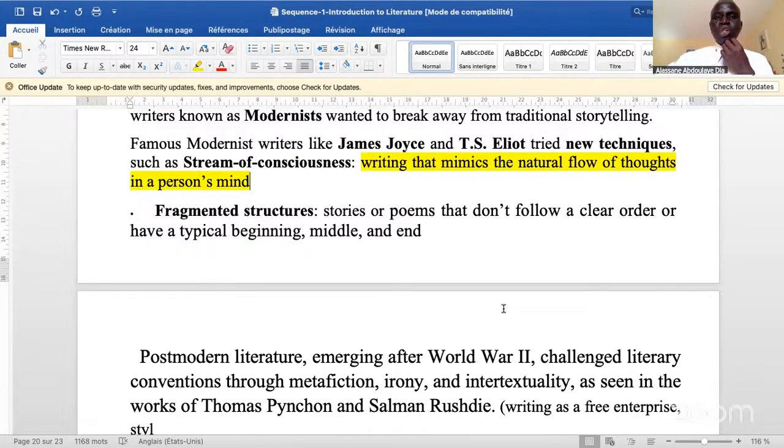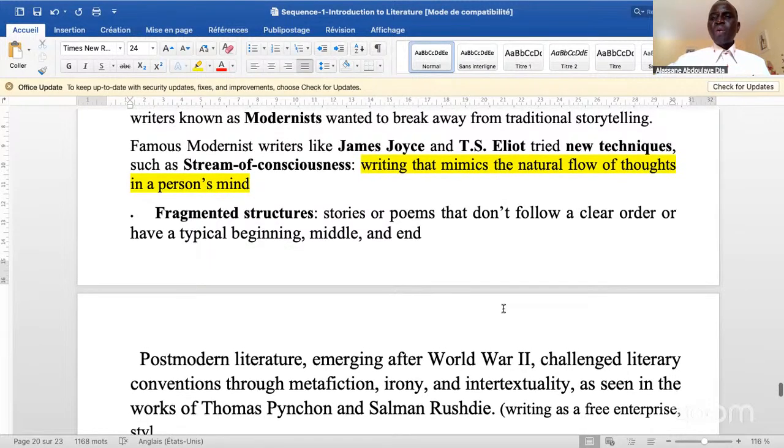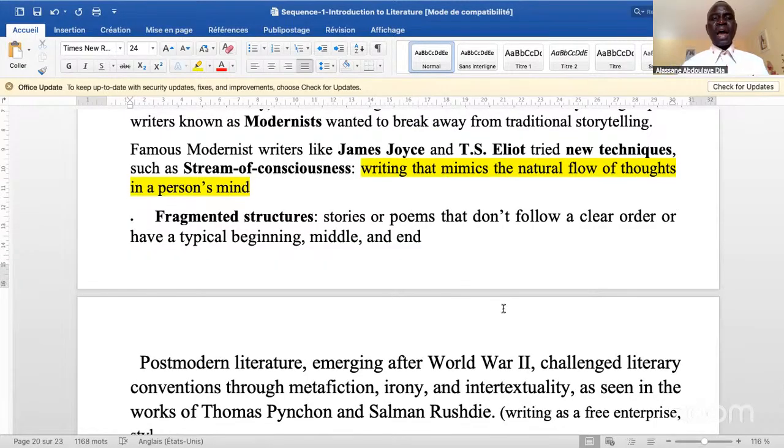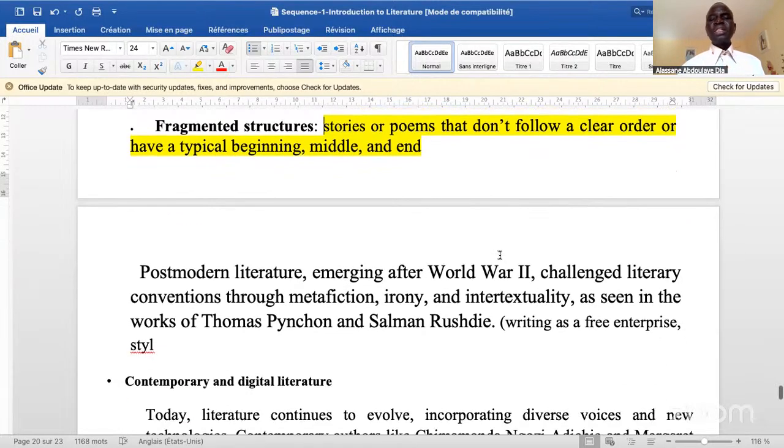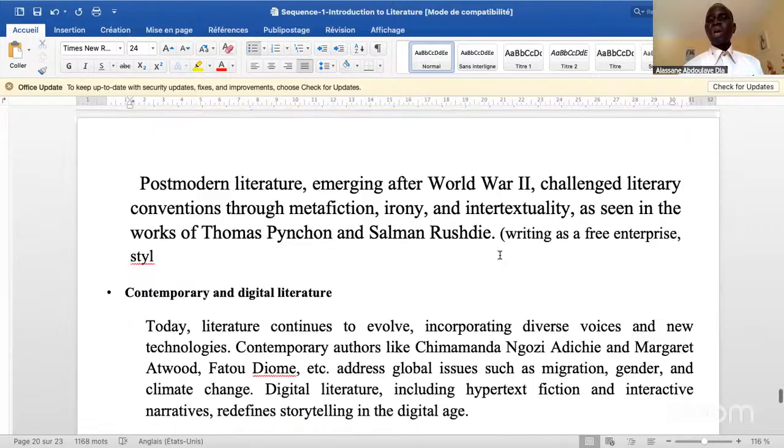So fragmented structures. Stories or poems that did not follow a clear order and have a typical beginning, middle, and end. Look at this, class. Stories or poems that did not follow a clear order. So it means there is a kind of fragmentation of structures.